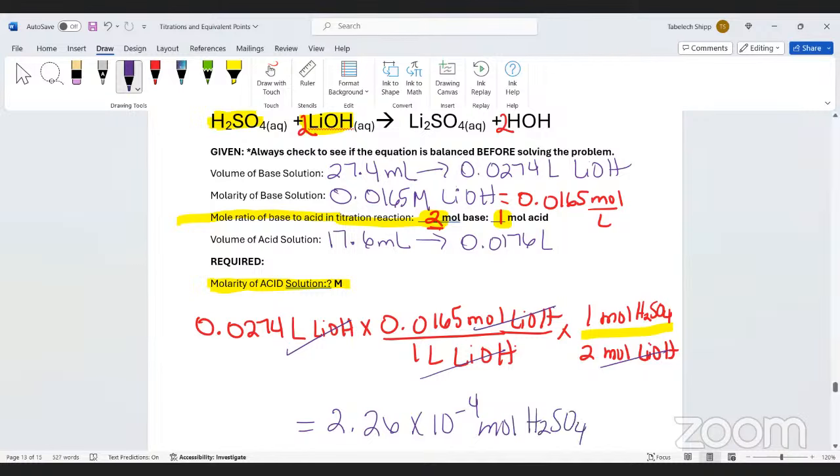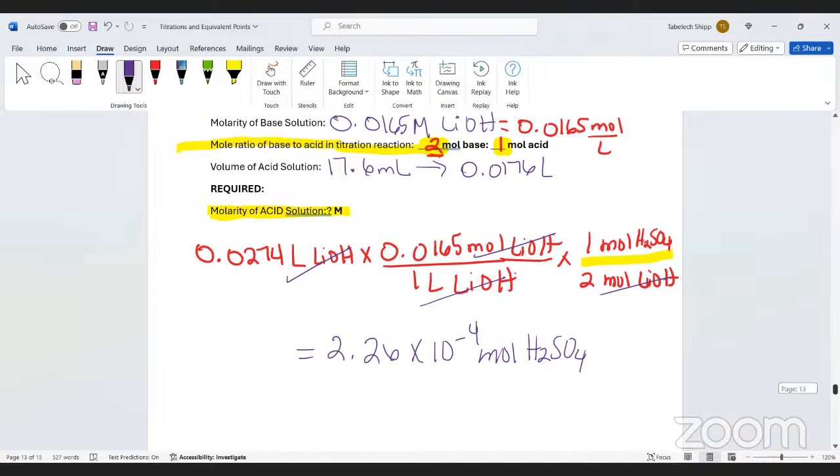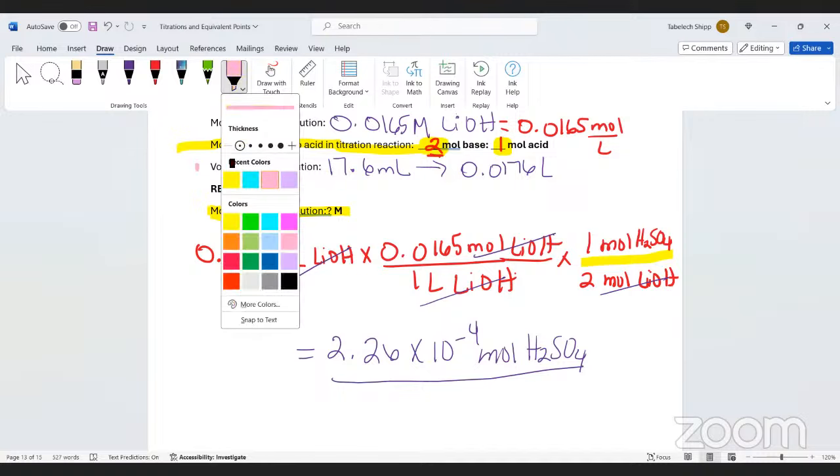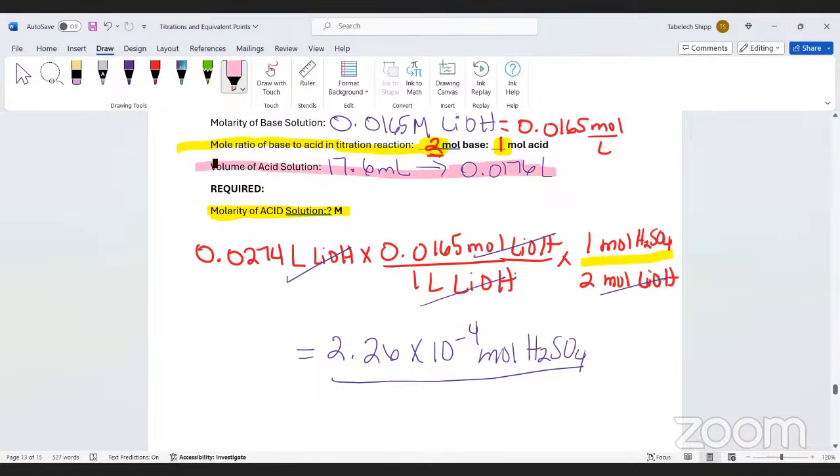Now, don't forget, guys, don't forget that molarity is equal to moles per liters, okay? And remember, the liters that we got to use are the liters from the acid. So we're going to put that number right there that I'm highlighting in pink. We're going to put that on the bottom. Okay, we're going to put that number on the bottom. And that's at 0.0176 liters of H2SO4. And again, that was what was given in the bottom.